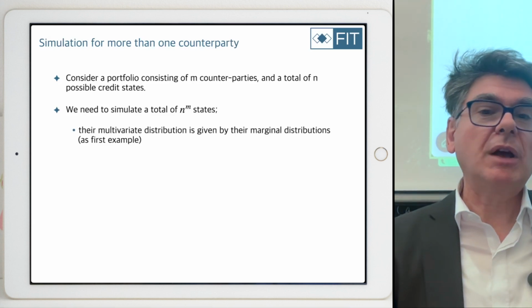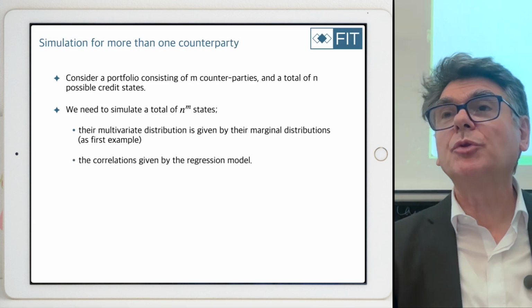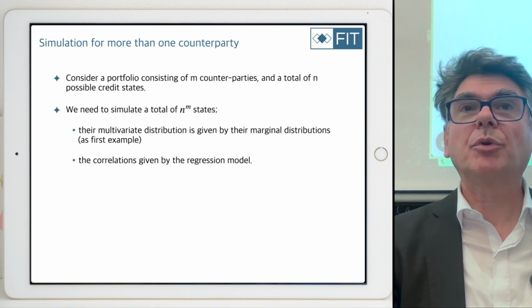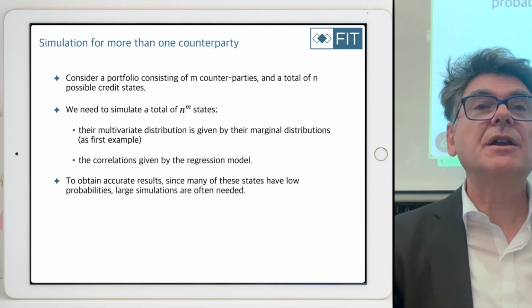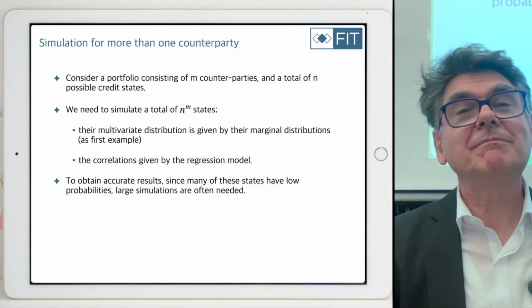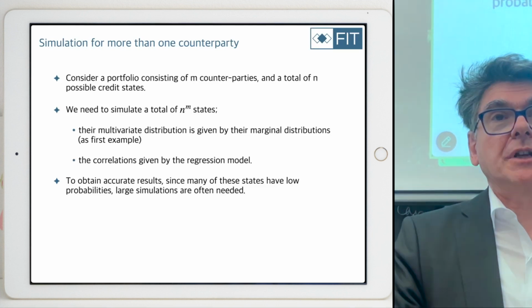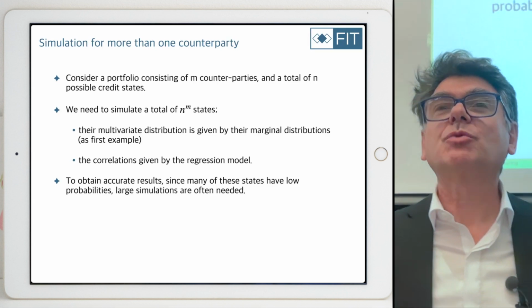The thing to know is that we have the marginal distributions and we have the correlations given by the regression model. So in principle, you can build a simulator using very smart programmers. All right? And then you will obtain, hopefully, meaningful results. The problem is that when you do these simulations, what are you simulating?